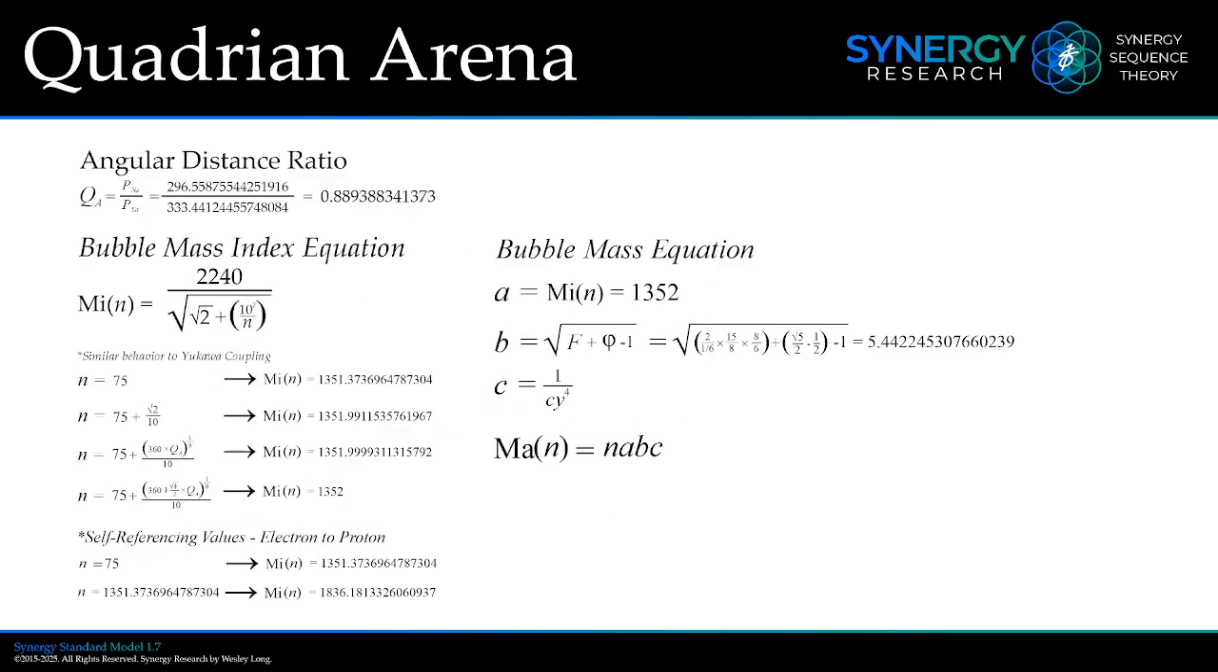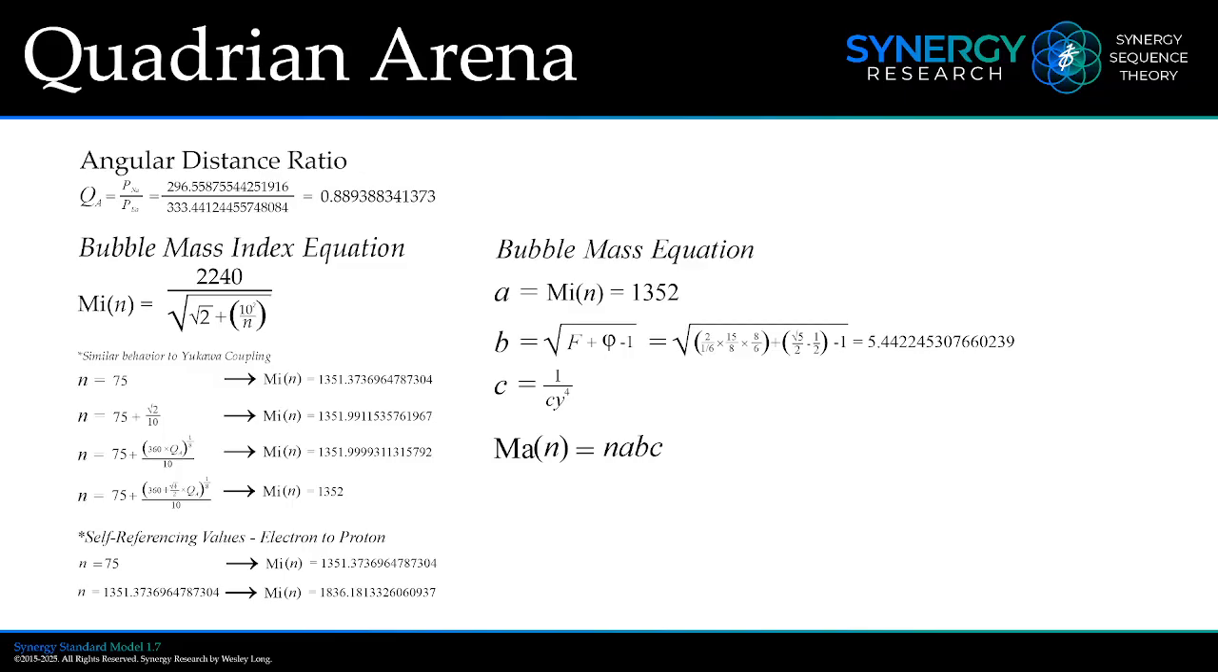Here, the Quadrian Arena culminates in its most ambitious goal yet, the derivation of mass from pure geometry. No empirical inputs, no fitting, just symbolic structure folding in on itself to produce one of the universe's most essential properties. Let's begin with the angular distance ratio, a constant we saw earlier, symbolized here as QA, approximately 0.889. This ratio captured the angular behavior difference between the north and east paths. It now becomes a core ingredient in the construction of mass.